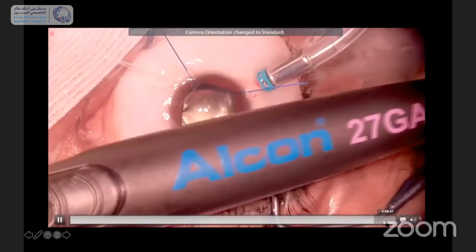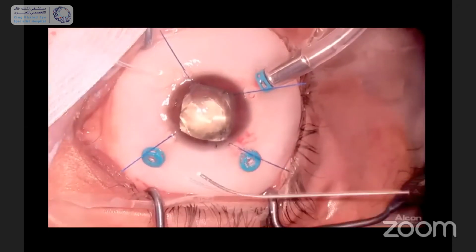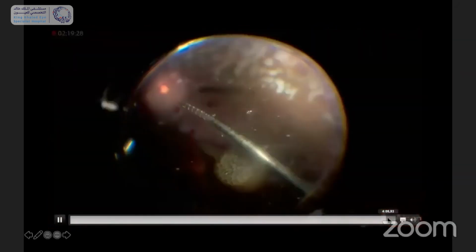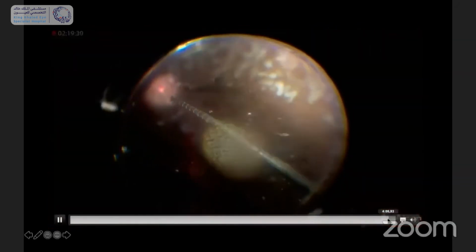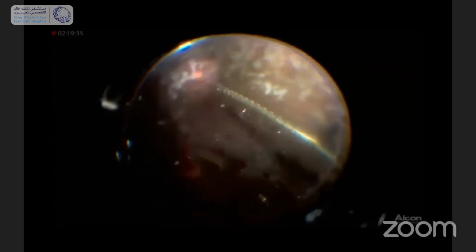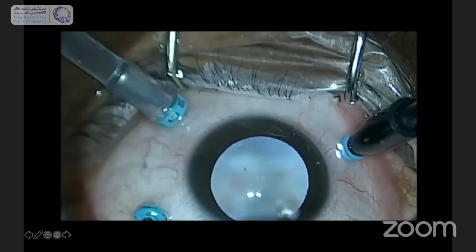We are using here the articulating laser to do the periphery. It's very handy when you have a small gauge, because it allows the instruments not to be flexible. And here you do all the laser. I also agree you need to do the laser totally up to the ora serrata. There is no way you leave any space free when you do this type of procedure.